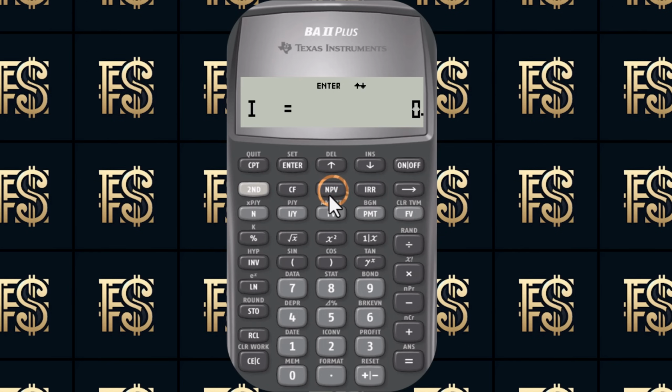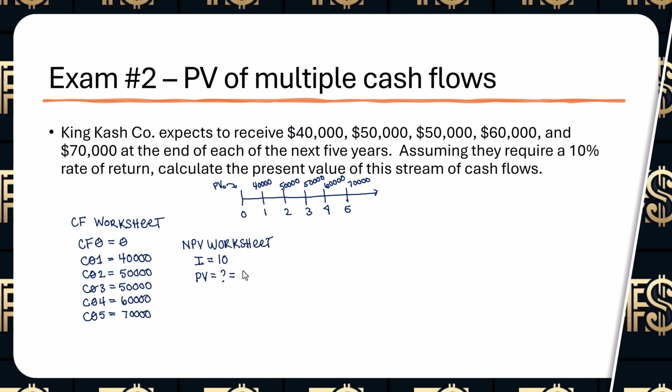We'll now go to the NPV. We'll type 10 and enter. We'll arrow down and hit compute. The present value of this non-constant stream of cash flows today is $199,696.99.